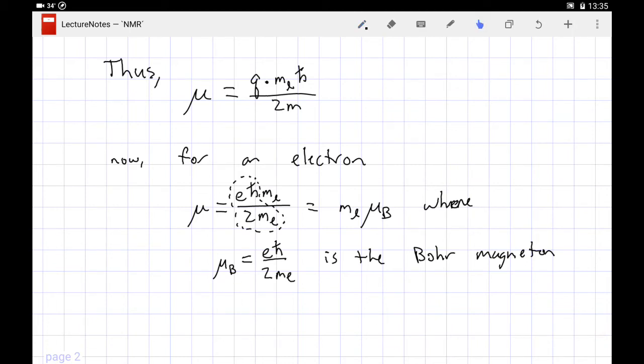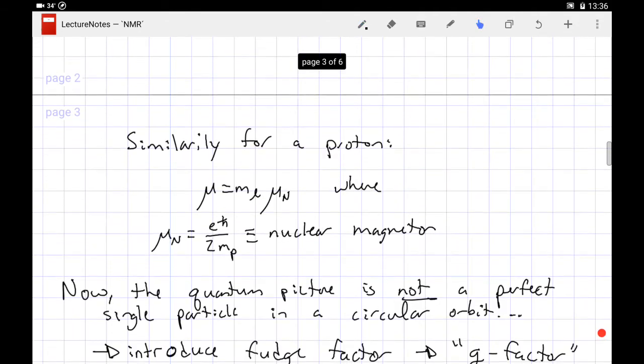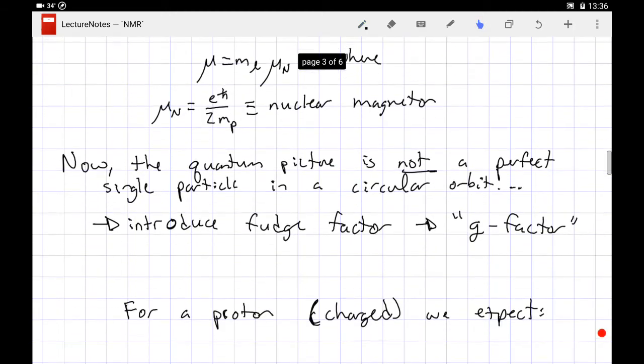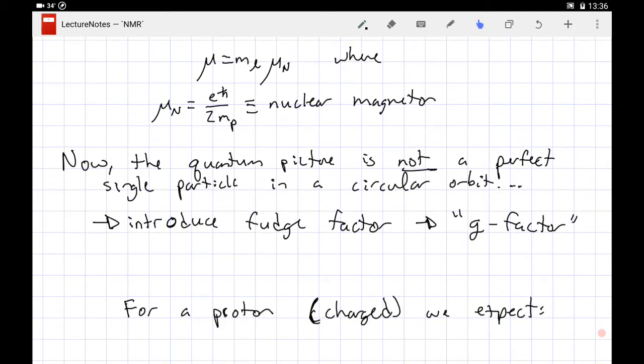In a similar way, instead of looking at an electron, if we look at a proton, we have m sub L times e h bar over 2 times the mass of the proton. And that quantity, that conglomeration of constants, is called the nuclear magneton. Okay, neat. Well, all right, fine, but that's a perfect picture of a charged particle going in a circular orbit. And our picture of a proton in a nucleus, or a nucleus itself, is not this perfect picture. It's not this single particle in a circular orbit. So we want to introduce a fudge factor, and that fudge factor we call the g factor.